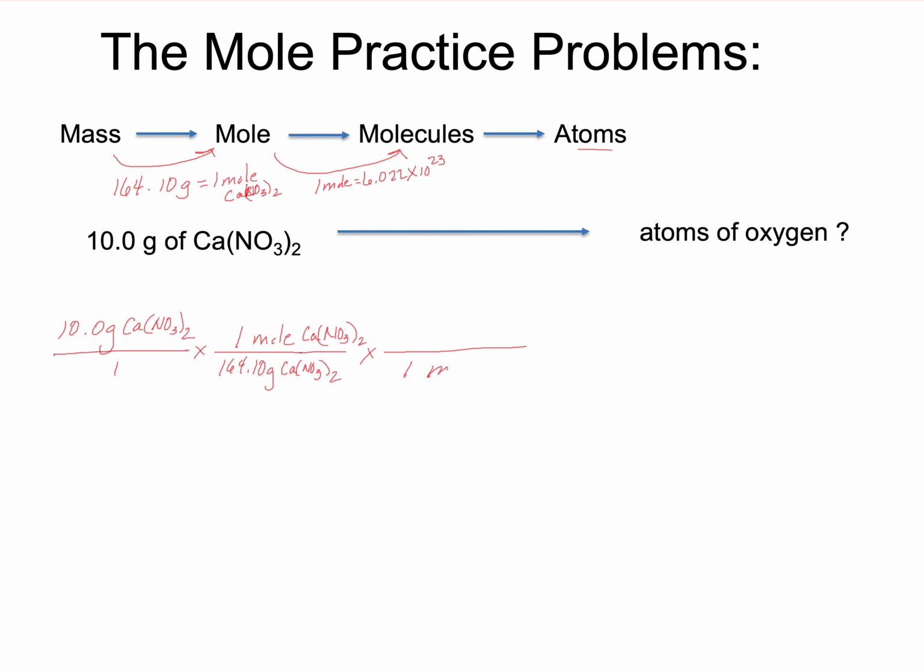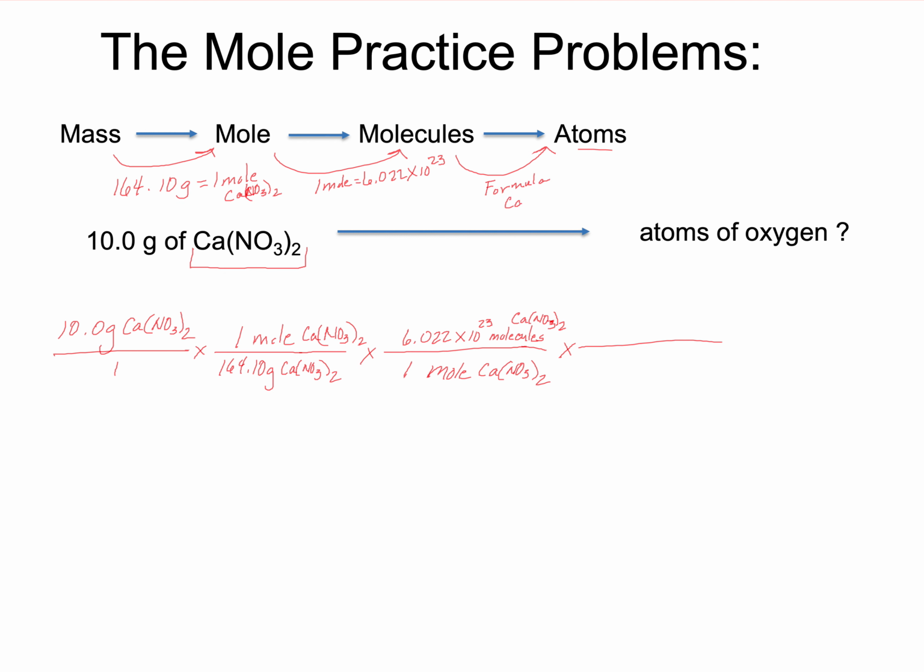So if we say 1 mole of calcium nitrate is equivalent to 6.022 times 10 to the 23rd, and we would say molecules of calcium nitrate. Now, why am I saying molecules? Well, that's because this whole thing is a molecule. Okay. Now, if we want to go from molecules to atoms, really the only thing we do is look at the formula of the molecule itself.